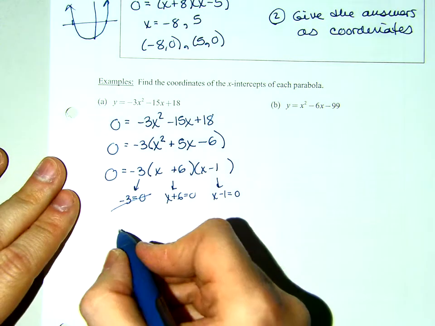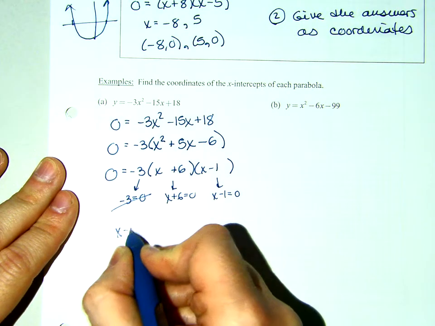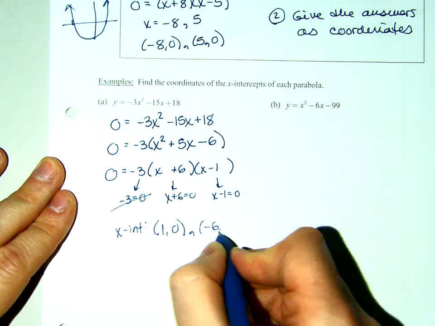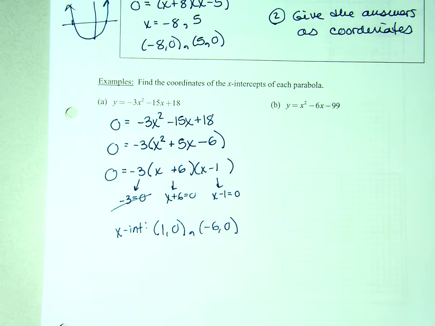Shay, do you have the coordinates of the x-intercepts? 1, 0, and -6, 0. Good. 1, 0, and -6, 0. Those are the places where we're going to cross the x-axis.